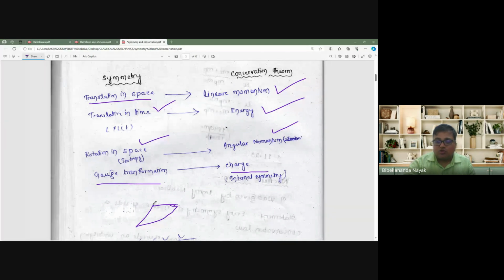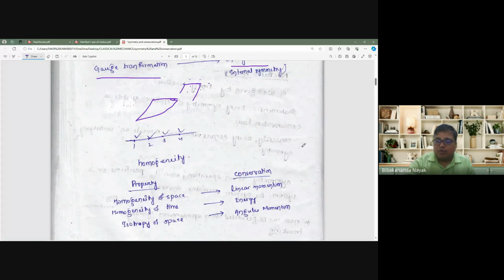Which is also known as homogeneity of space. Homogeneity means a homogeneous body, you know. A constituent, if each part is the same, is homogeneous. So if here the same equation holds, and if we translate it to this point it is the same equation, then we call it homogeneity in space. So homogeneity in space gives you conservation of linear momentum.